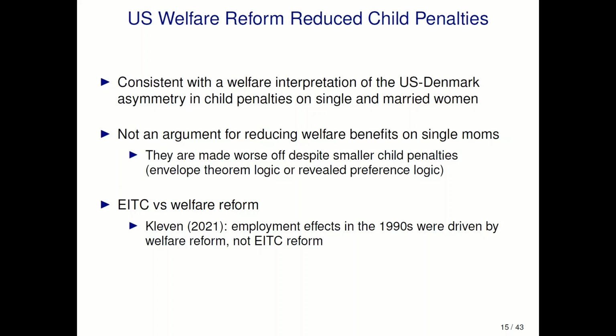If we were to do that, single women with children would be made worse off. We're not helping them, even though they get a lower child penalty. They are forced to compensate by reducing their child penalty, but they are made worse off in welfare terms. And that's, of course, just the usual question of whether you prefer the envelope-theorem logic or the revealed preference logic. But whatever logic you use, they're made worse off.